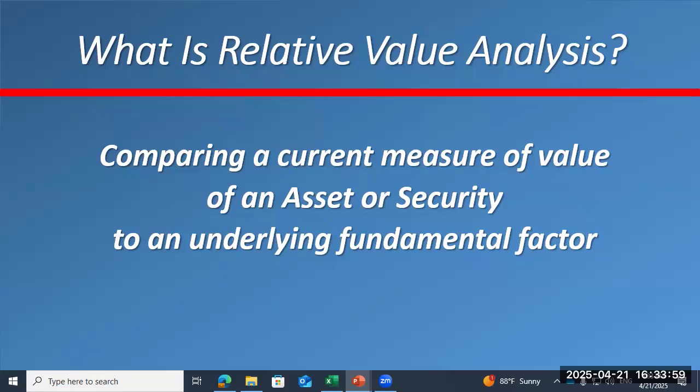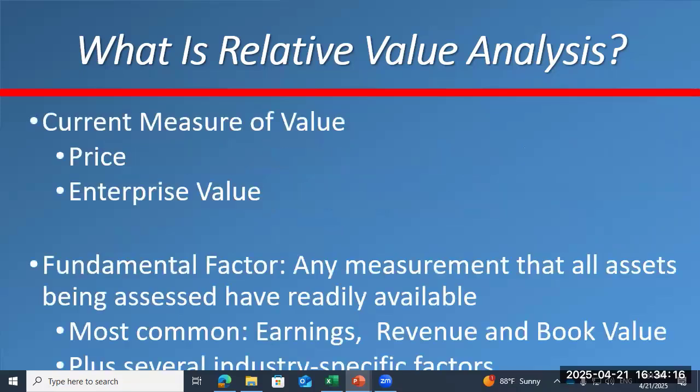All right, so we'll learn that one. EV, enterprise value, that's the other one. So you only have 2 values, enterprise value and market value, price, okay? What fundamental factors? You have a bunch of them. We'll talk about that. There's earnings-based, revenue-based, and book value-based. So those are the 3 categories, but there's more.